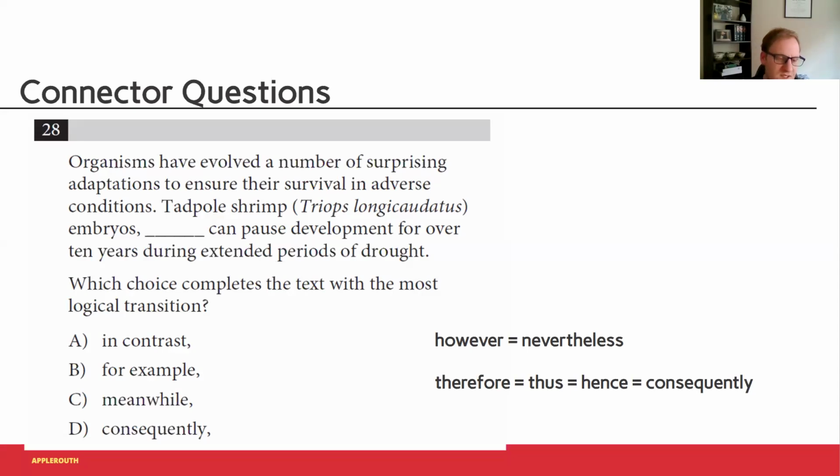So with these, I'd look at the choices and then read the passage to decide, are these ideas contrasting or similar? Here, there's evolution, surprising adaptations to ensure survival, tadpole shrimp embryos, blank, can pause development for over 10 years. Well, that sounds like an example of evolution and adaptation. So not A or C, those are contrast words, and not consequently because it's not one thing leading to the other, it's just an iteration, an example of the first sentence. So that one would be B, and most people will feel pretty good about that.